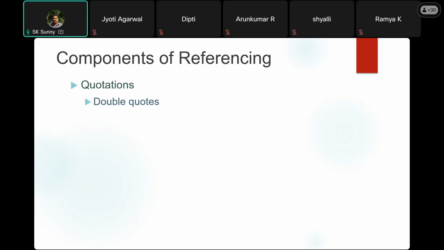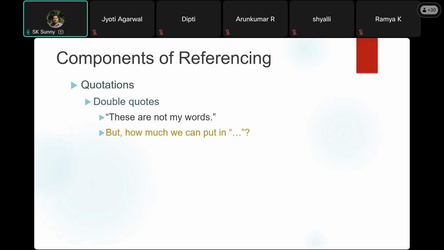Components of referencing. Citation and referencing go side by side. You will be learning this one by one. So components of referencing: referencing means what? One component is quotation. We have taken some words from somebody else and put them under double quotes. These are not my words, so I put them under double quotes. Something which we put under double quotes, it means I am declaring these are not my words. Whatever comes under double quotes, it is clear that we have taken these words from somebody else.